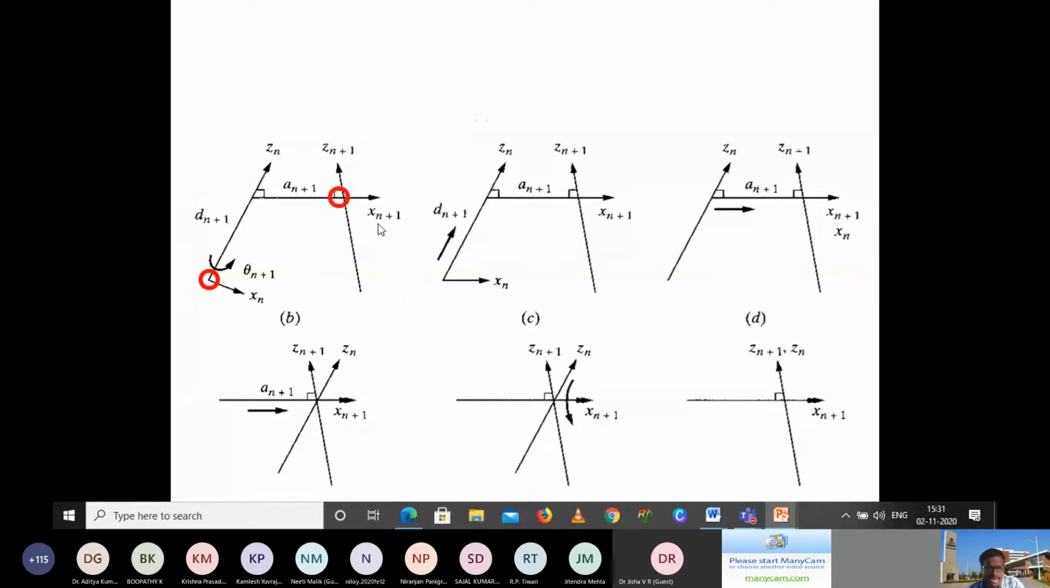Okay, the Xn will align with Xn plus 1. Like you can see in the second sketch, the Xn will align with Xn plus 1. Once they have done it, these two are parallel, that is Xn and Xn plus 1 are parallel with the parameter of theta n plus 1, because that rotation of Zn axis is taken as theta n plus 1. So this theta n plus 1 will make Xn parallel with Xn plus 1.